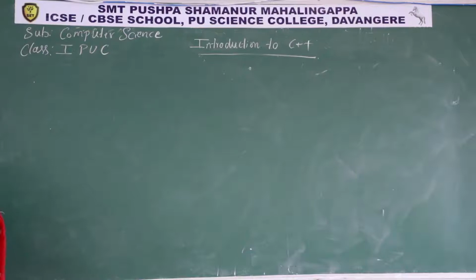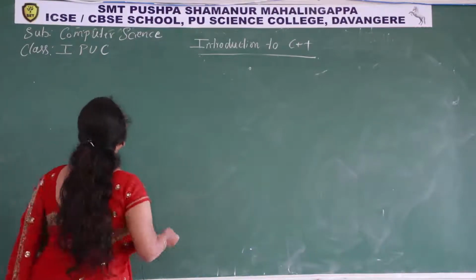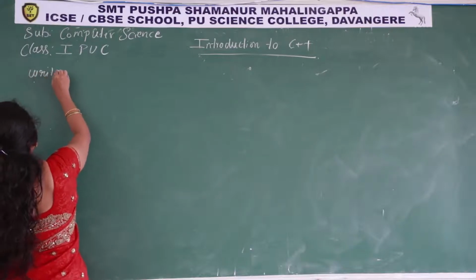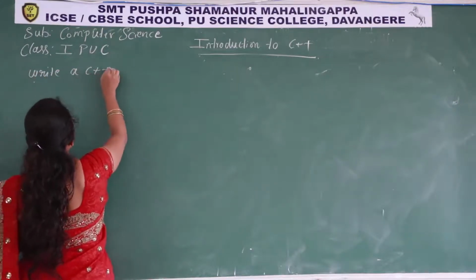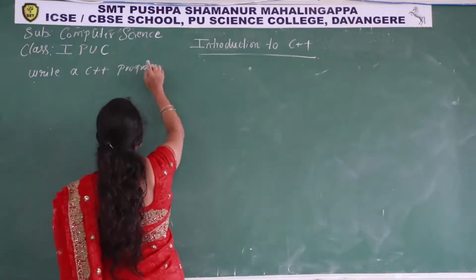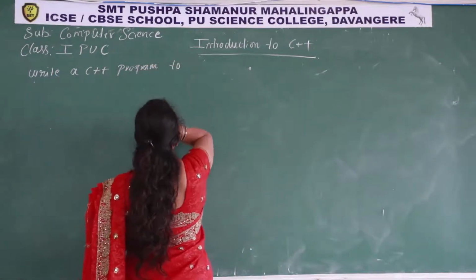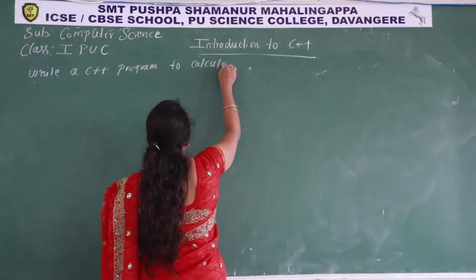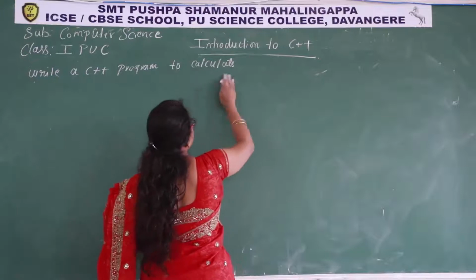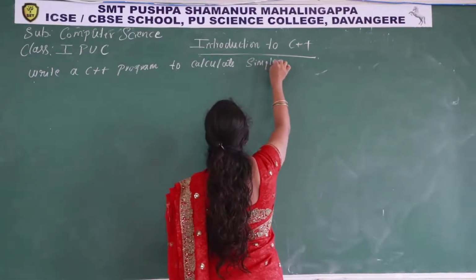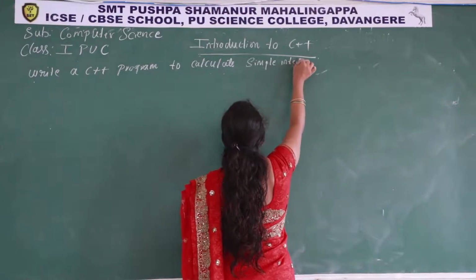Some more programs are there. Take down: write a C++ program to calculate simple interest.